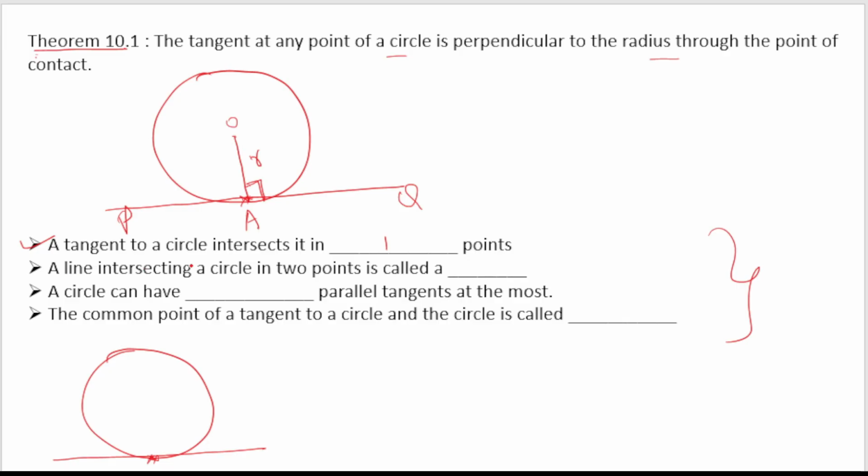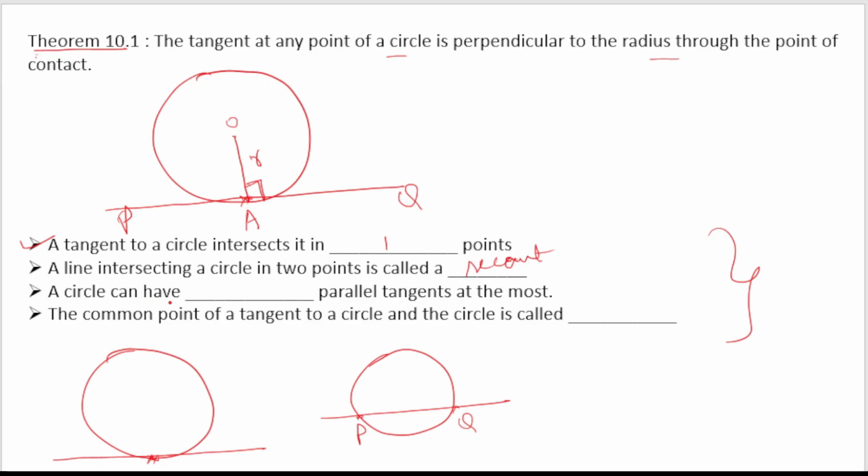The next one, a line intersecting a circle in 2 points. This is a circle and this is a line. This intersects the circle at 2 points. This is P and this is Q. If it intersects at 2 points, this is called a secant.